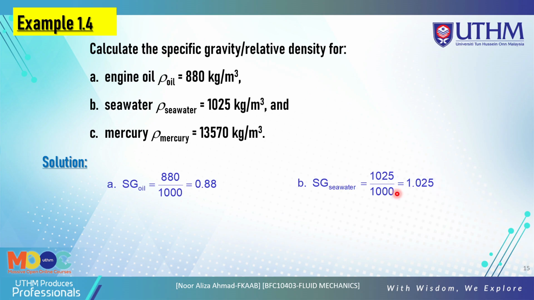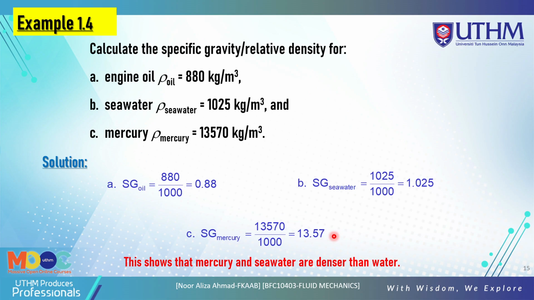Okay, so you get the specific gravity or relative density for seawater. Now we look at the mercury. SG mercury is using the density of mercury divided by 1000, so you get 13.57. So this shows that the mercury and also the seawater here are denser than water, because it was 1.025 and 13.57 for seawater and the mercury.